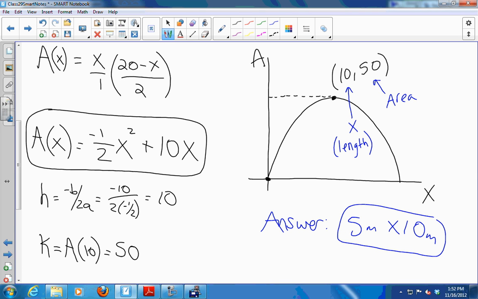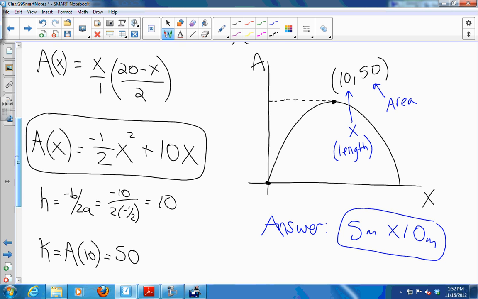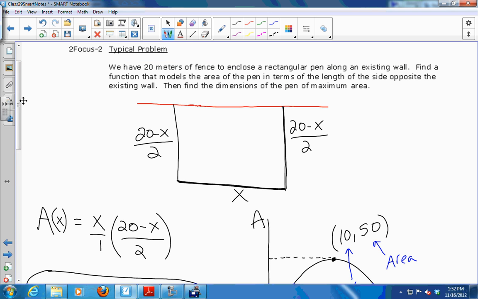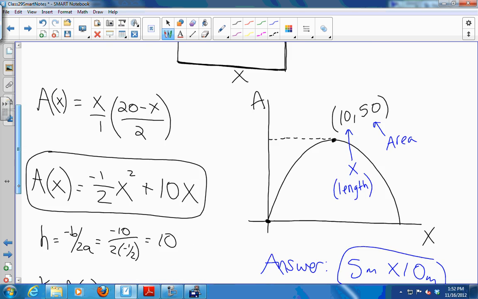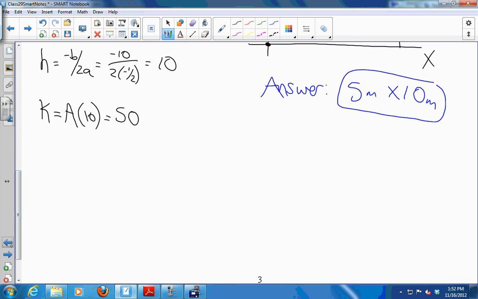But I think I know where you're going. And yes, we just need the x value because we know the width as a function of x, 20 minus x over 2. Right? So if I do 20 minus 10 over 2, you get 5. So there's two ways we can get 5, either through the area or through the original diagram we drew. So we end up with an answer. You should build the pen 5 meters by 10 meters to get maximum area. And then that maximum area is 50 square meters, though they didn't ask us about that.